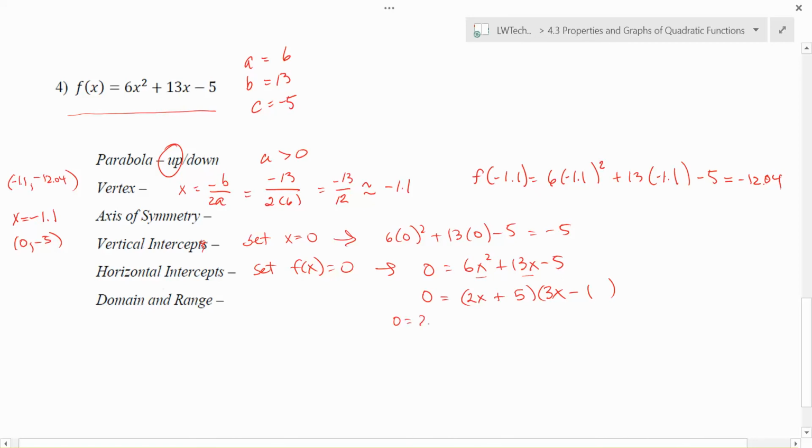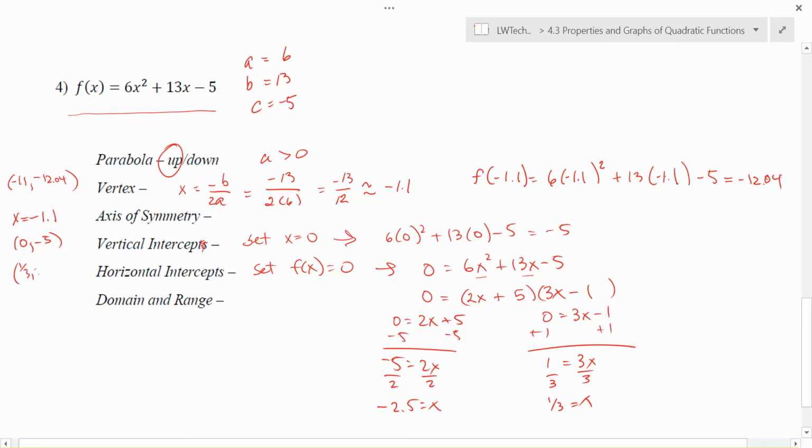Then I can set each factor equal to 0 and come up with the 2 horizontal intercepts for this particular problem. In this case, I'll subtract 5 from each side, divide by 2, and I get negative 2.5 for an x-coordinate. Over here, I'm going to add 1 to each side, divide by 3, and I get 1/3 as my other coordinate here. So those are my horizontal intercepts, 1/3, 0, and negative 2.5, 0.